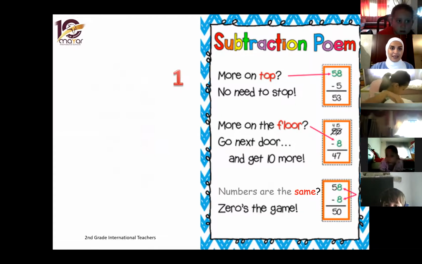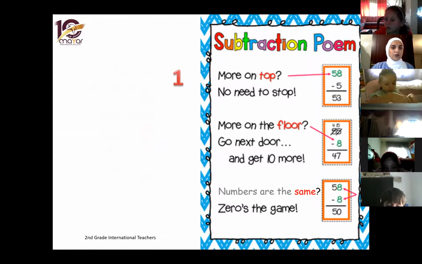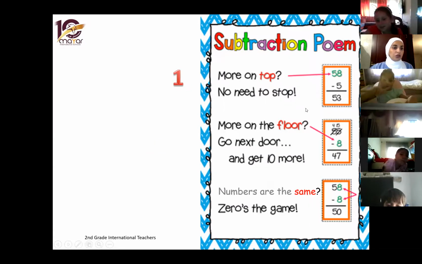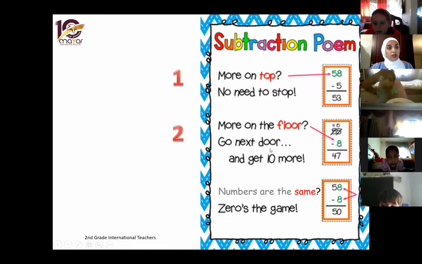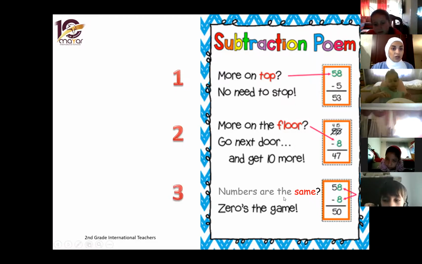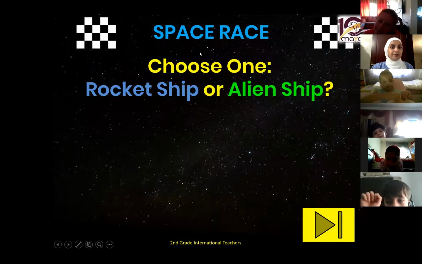So let's say these together, okay? Let's start with number 1 together. More on top, no need to stop. More on the floor, go next door, take 10 more. Numbers are the same, 0 is the game.